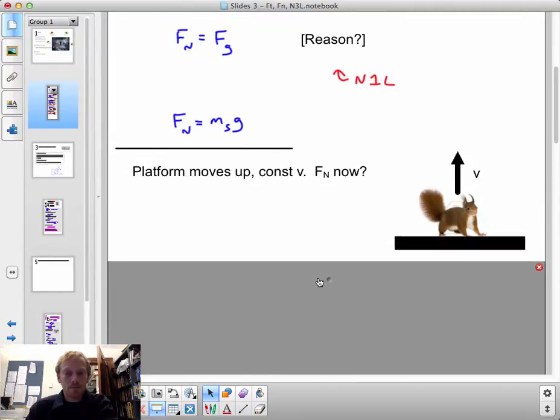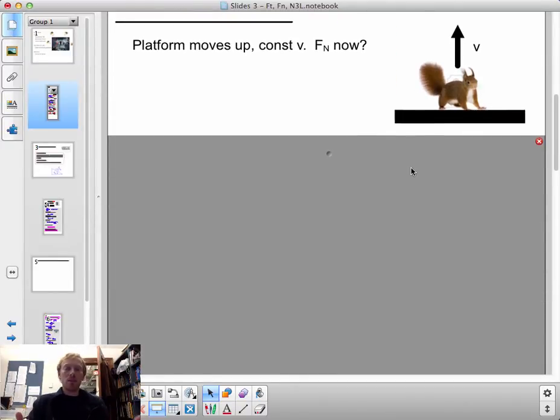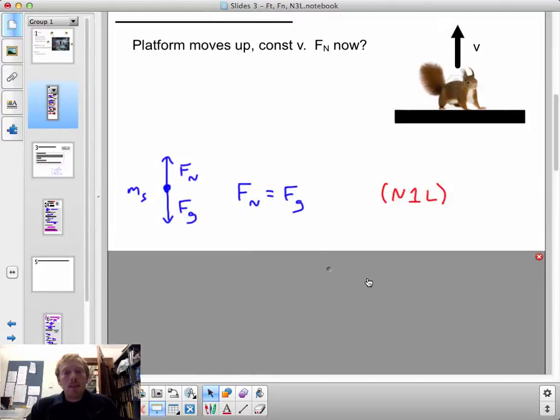What if I shift the situation such that the platform is moving up, and the squirrel on top of the platform is being moved up, all at constant velocity? Now can we draw a free body diagram of the squirrel and say how much the normal force is? I might pause the video. Well, again, this object is not accelerating. It has a velocity upward, but it does not have an acceleration because it's given that the velocity is constant.